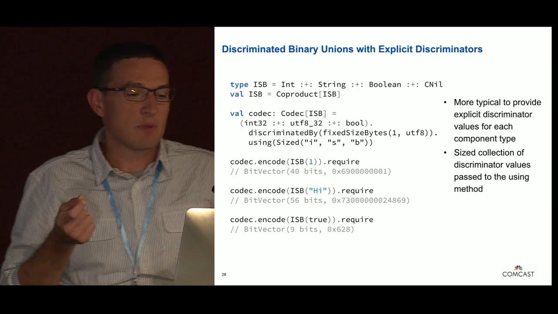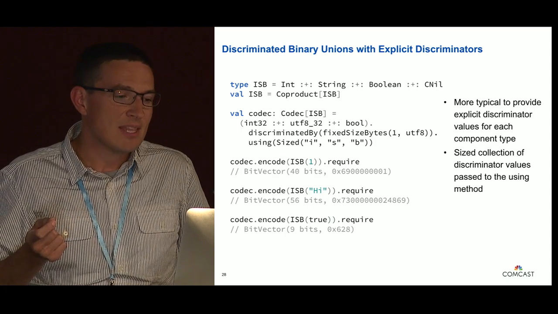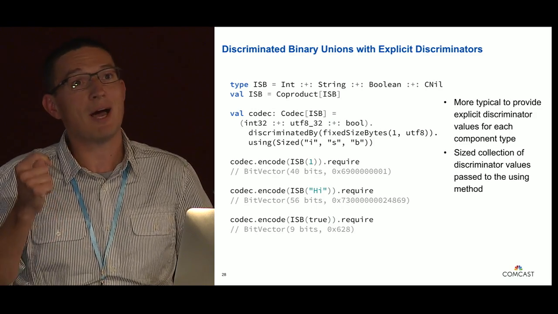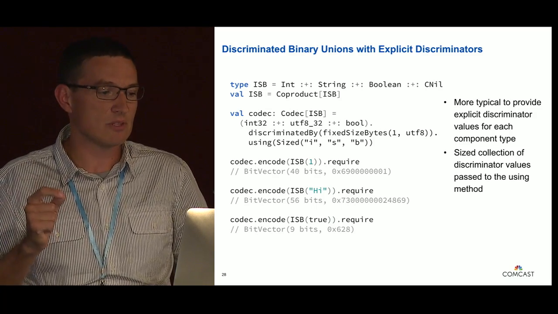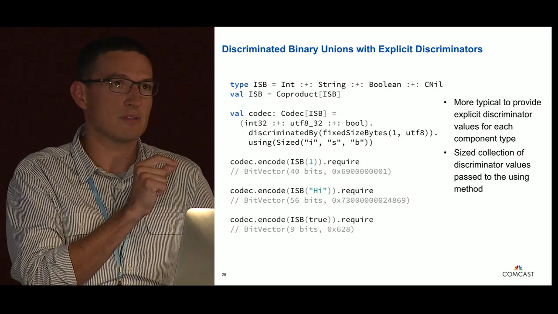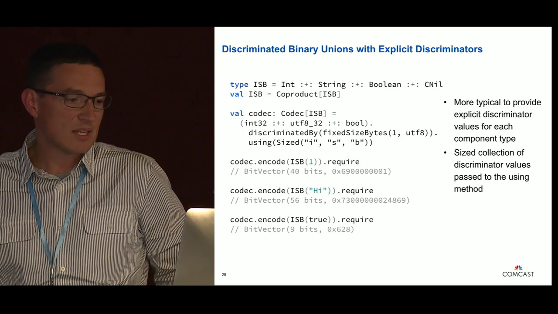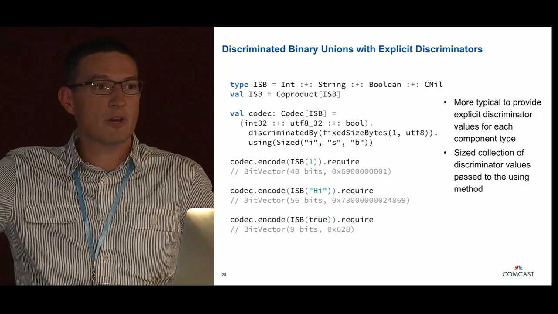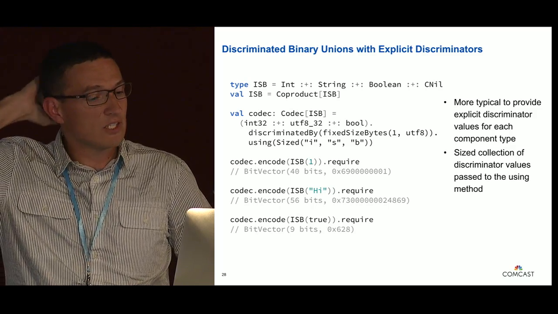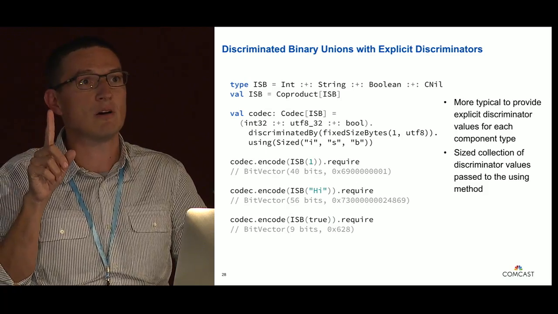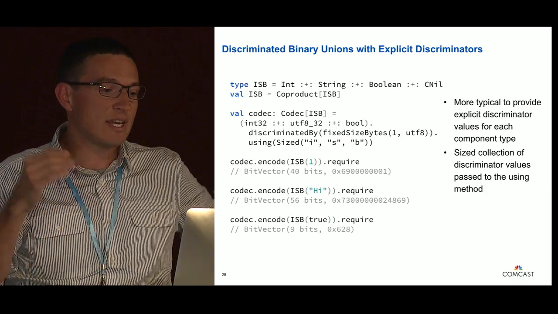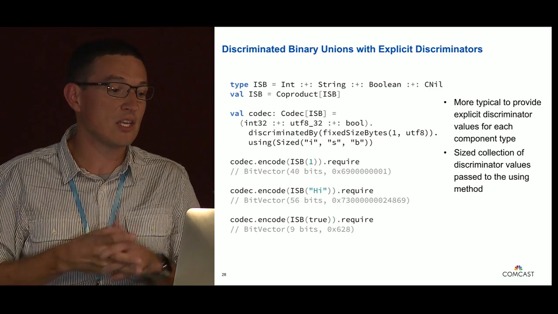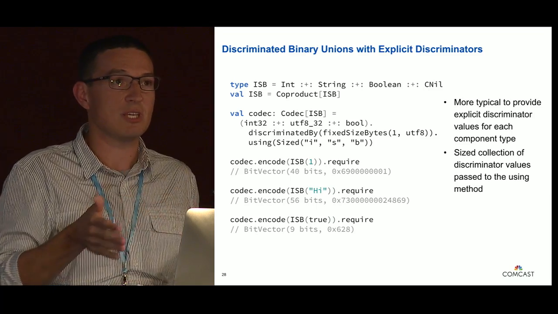Extending on that, though, we get to something that's maybe a little bit more useful in that we can discriminate by providing a binding of discriminator values to the various coproduct component types. So here what we're doing is saying we're providing two bits of information. We're saying discriminated by a fixed size bytes codec, a codec that's going to write out a UTF encoded string that's exactly 1 byte long. So we're telling it how to encode the discriminator tag itself. And then we're going to say using some discriminator values of I, S, and B.